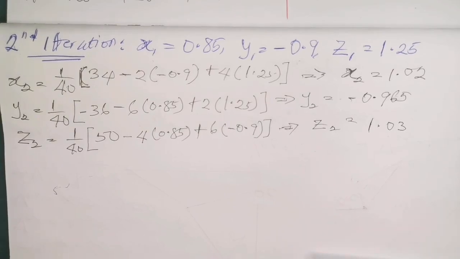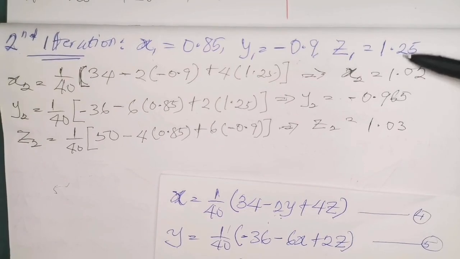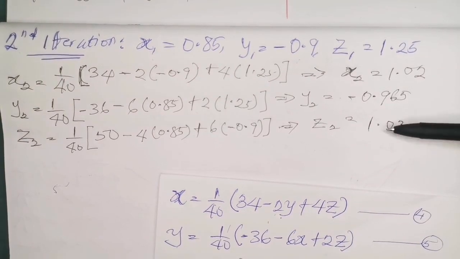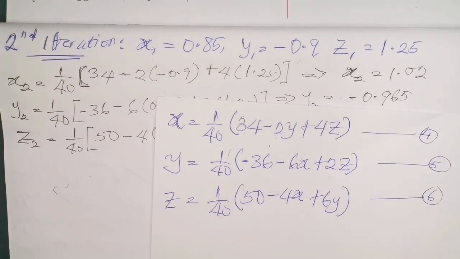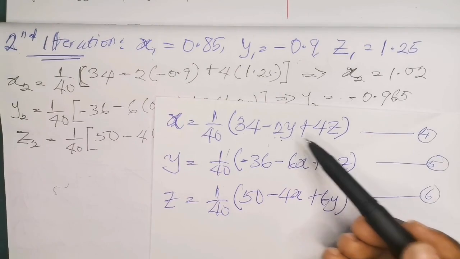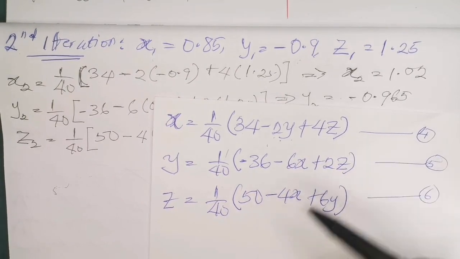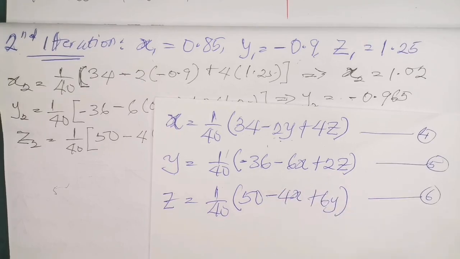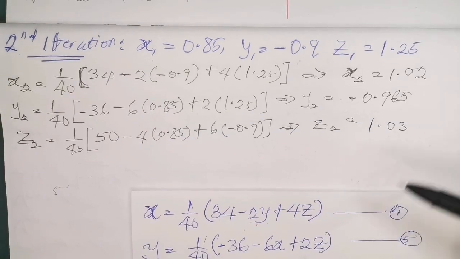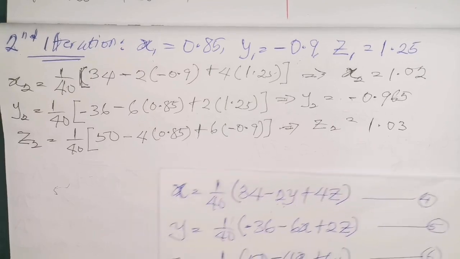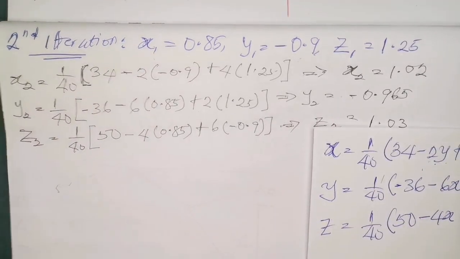So in the third iteration, all we are doing now is plugging the previous values obtained for x2 into these equations. So in the third iteration, this y here becomes y2, z here becomes z2, x here becomes x2, and so on. So we simply plug in the previous values of the iteration obtained into the current iteration we are doing. All right, so we'll go now to the third iteration.